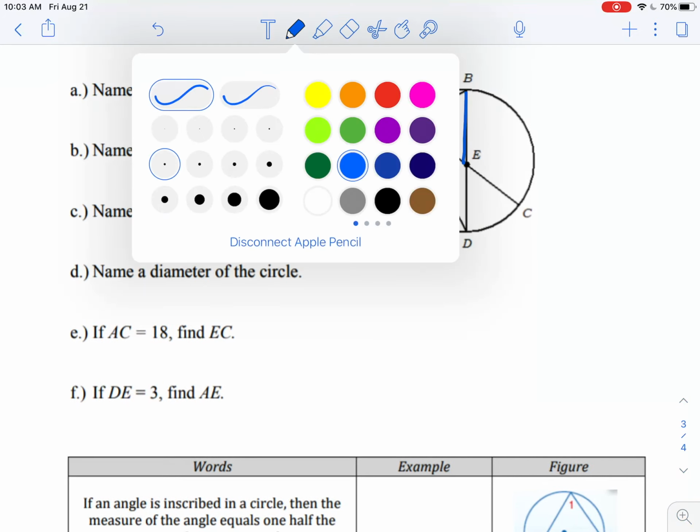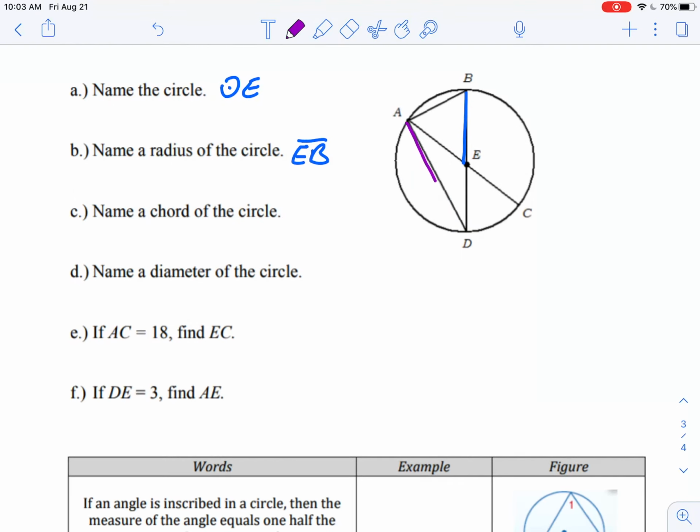Name a chord. How about this one? Here's a chord, AD. Segment AD is a chord. Name a diameter. It looks like I have two of them here. I'll go with this one since I didn't use this yet. AC is a diameter. If AC equals 18, find EC.